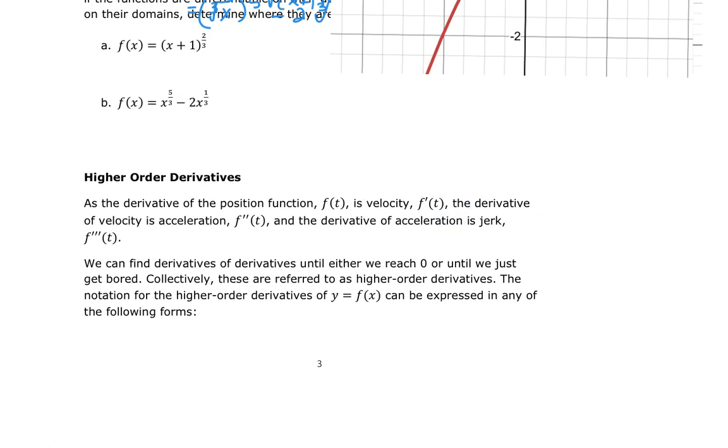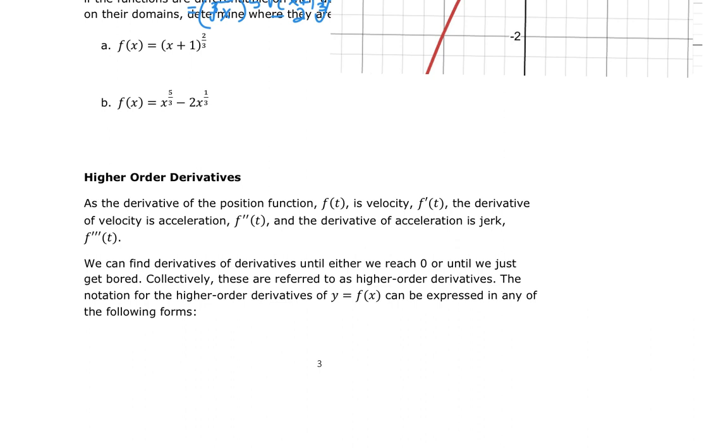So what do higher order derivatives mean? Well, if we think of f of t as being the position, and it's in, say, meters, then its velocity, we know from last chapter, is going to be meters per second. We found the average velocity, then we found the instantaneous velocity. And when we were doing that, we were basically doing derivatives when we were asked for the instantaneous. So that's a velocity, which is meters per second. So its first derivative is velocity. The second derivative is acceleration, and its third derivative is jerk.